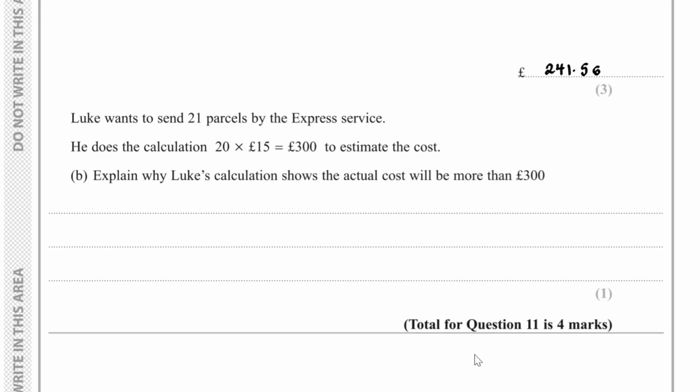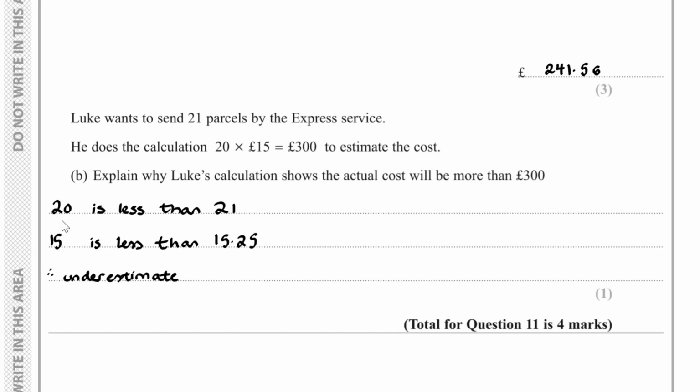So if we write that down in words: the 20 is less than the 21, 15 is less than 15.25, and therefore he has an underestimate.